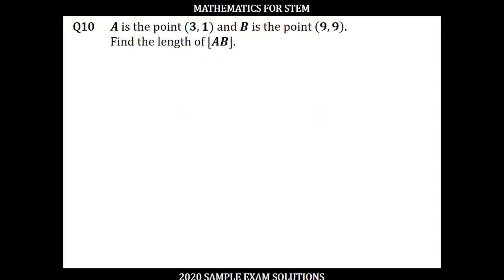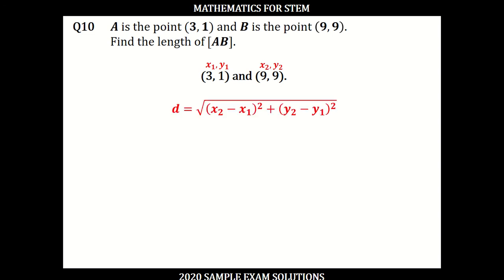Question 10, A is the point (3, 1) and B is the point (9, 9). Find the length of the line AB. So again, A has coordinates (3, 1), B is coordinates (9, 9). We can label these as x1, y1 and x2, y2. So to find the length of the line AB, we can use the length or distance formula. So d equals the square root of (x2 minus x1) squared plus (y2 minus y1) squared.